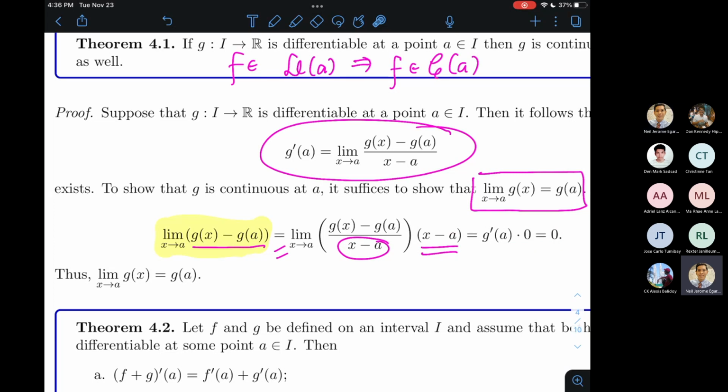Okay? And then a simple algebra using the algebraic property of limits, makikita natin na from here, being equal to 0, we can conclude that the limit of g as x approaches a is equal to g of a, proving that the limit of g is just the function value at a, so which is precisely the definition of continuity. Okay? So, end of proof. Okay?